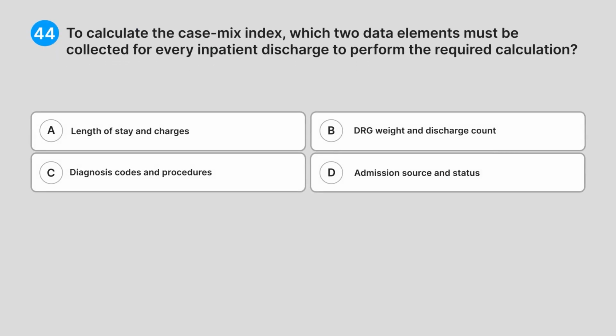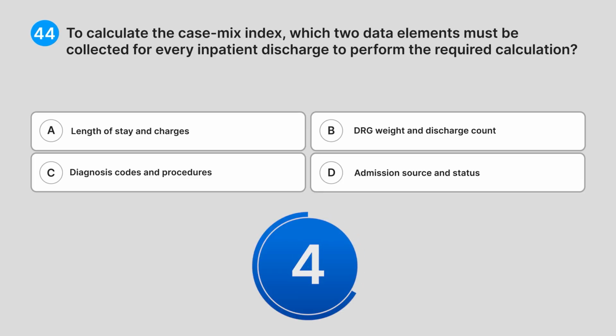44. To calculate the case mix index, which two data elements must be collected for every inpatient discharge to perform the required calculation? A. Length of stay and charges. B. DRG weight and discharge count. C. Diagnosis codes and procedures. D. Admission source and status. Do you know the answer?